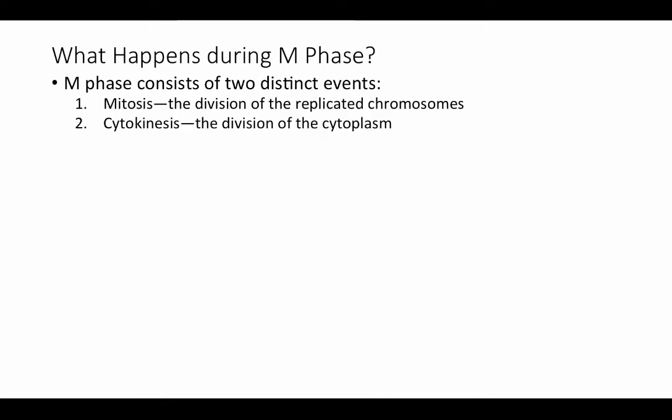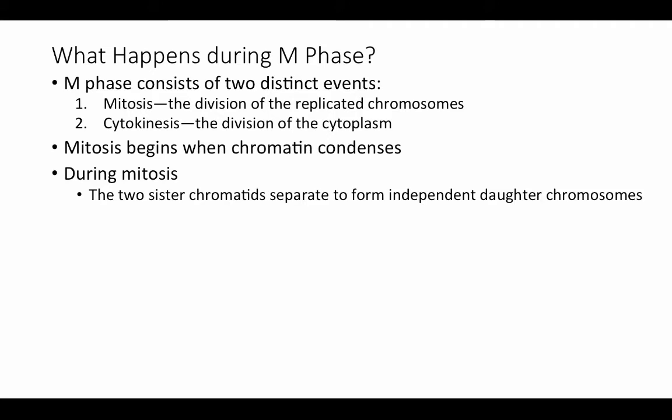So what happens during the M phase, during the mitotic phase? So M phase consists of two distinct events. One is mitosis, the division of the replicated chromosomes, and the other is cytokinesis, the division of the cytoplasm, forming two distinct cells. So mitosis begins when that chromatin condenses to form those identifiable little X-shaped chromosomes.